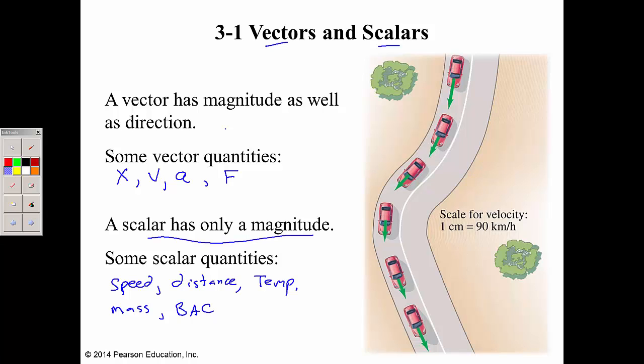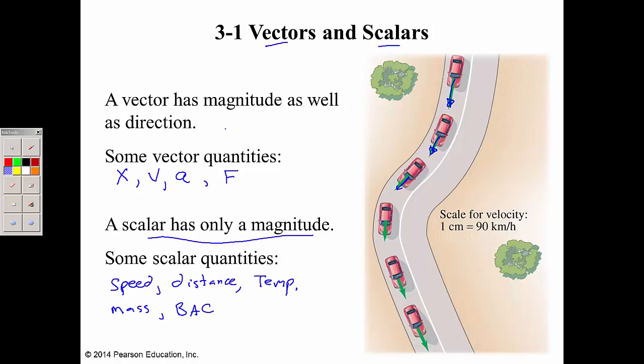Now, with a vector, we tend to draw it with an arrow. So I'm drawing this car's velocity as it goes around the turn, and we can see the velocity is changing. Again, that means that it is accelerating.